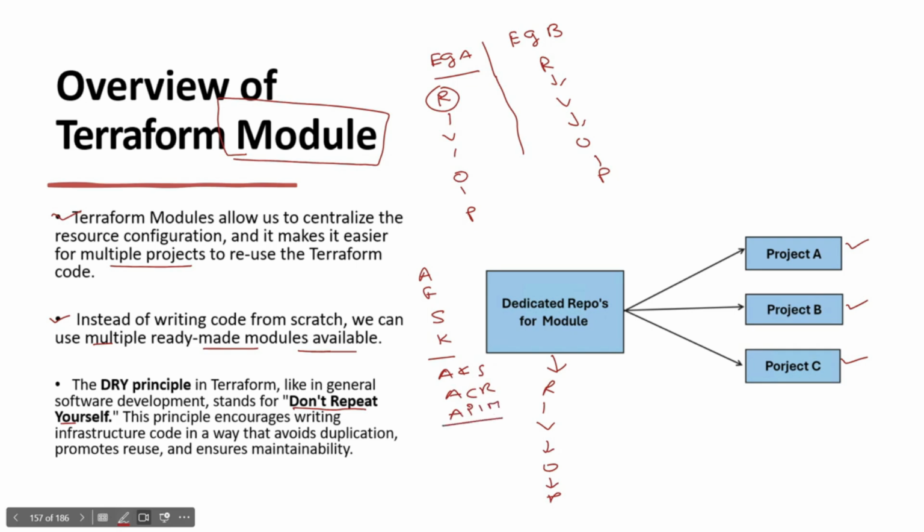So for all these resources, we are going to write a module for it. And then we are going to store it in this dedicated repo. And according to the requirement, we are going to call it in project A, project B, project C.